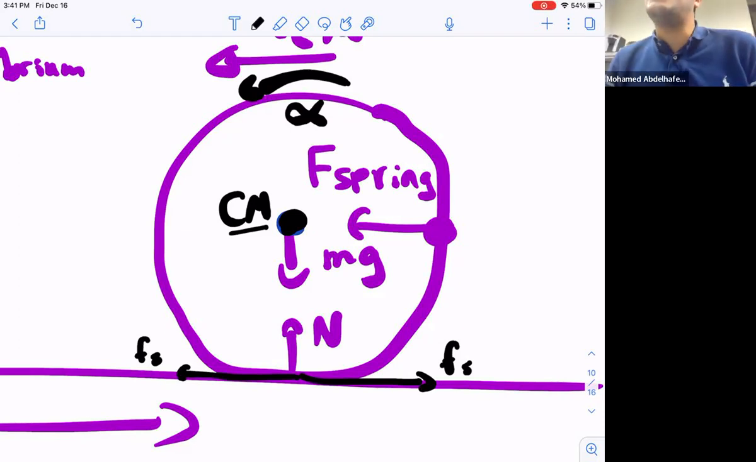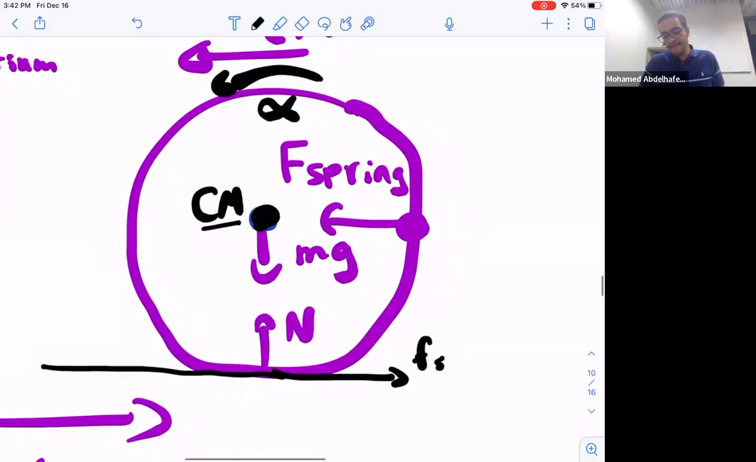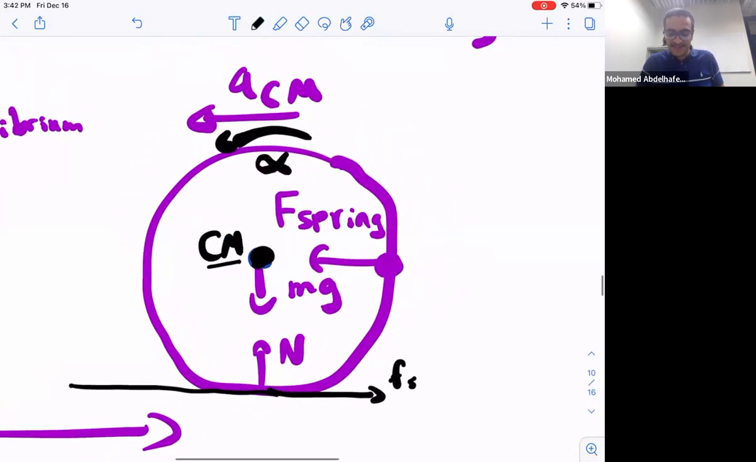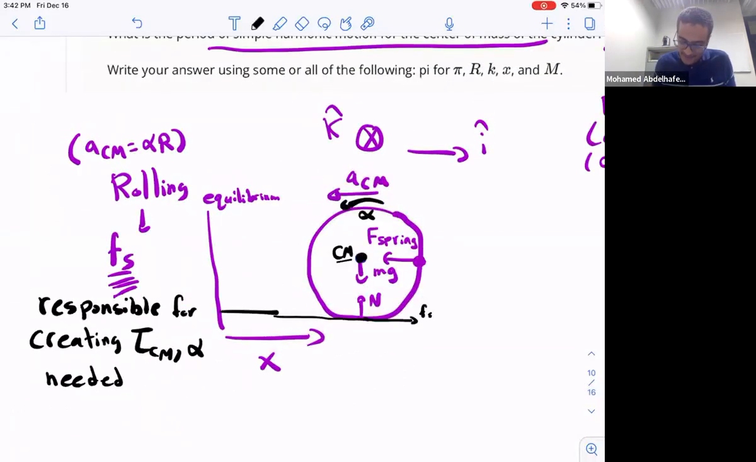Okay, so that's the general way of thinking about static friction in rolling without slipping. What is the direction of alpha in the problem? And hence, how can I put a static friction to create that alpha? So in that particular problem, static friction is to the right. It's a little bit challenging, but just practice on it and you will feel better.